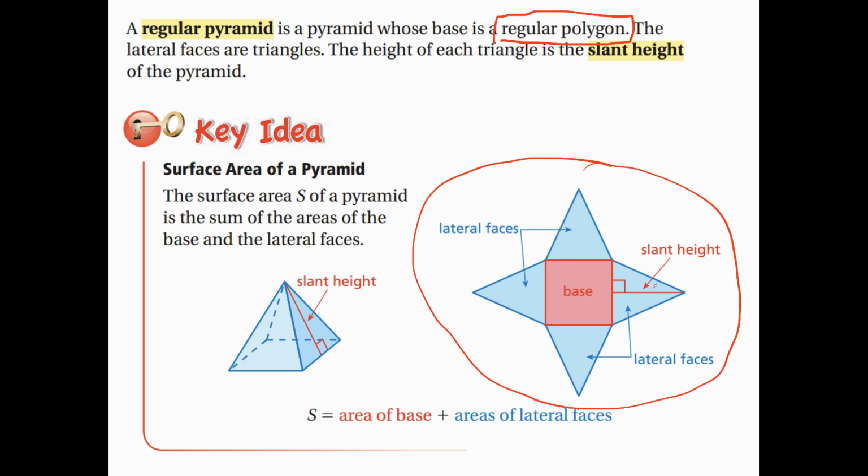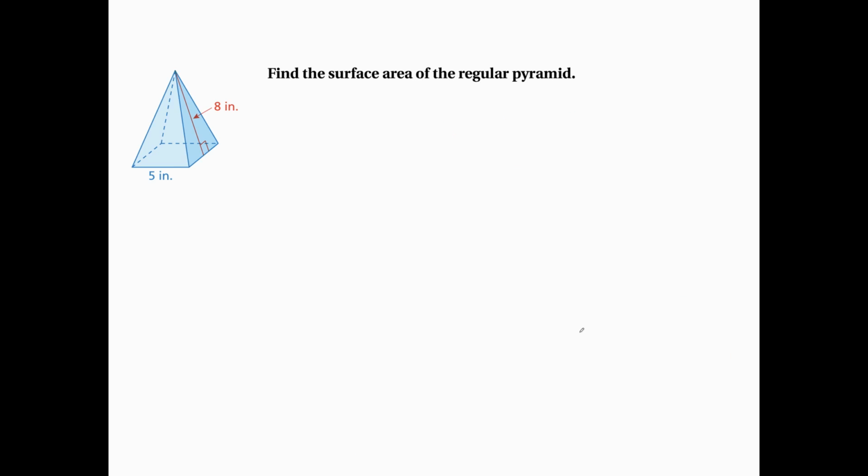Okay, so to find the surface area, I need to find the area of the base. So let's see here. We can have a formula. It's the area of the base. That looks very similar to area of the bases when we were talking about prisms. So AOB represents the area of the base plus the area of the lateral faces, which will always be triangles. And if I find the area of one triangle, I just have to multiply it by the number of triangles that I have for my lateral faces, and that will give me the lateral surface area. Okay, let's do an example.